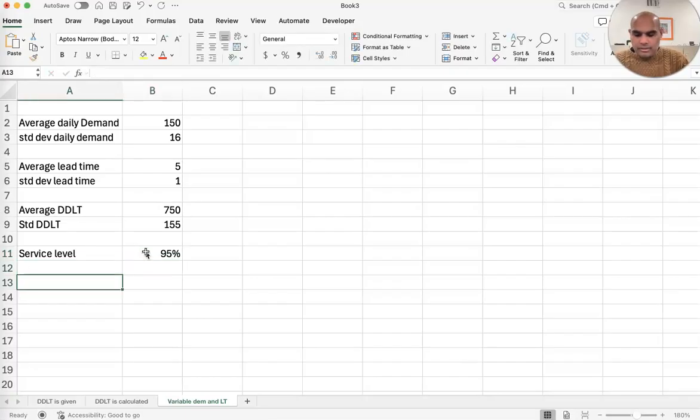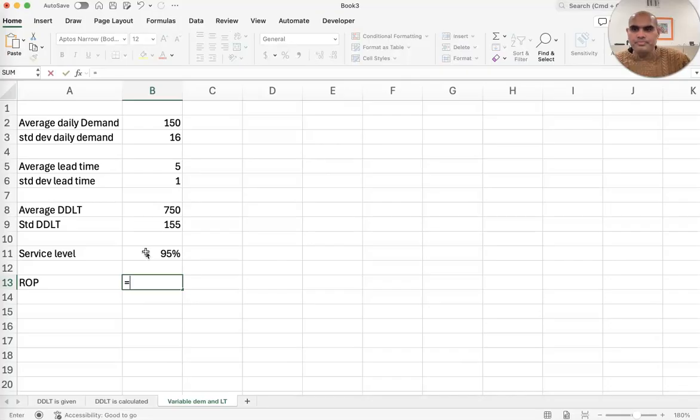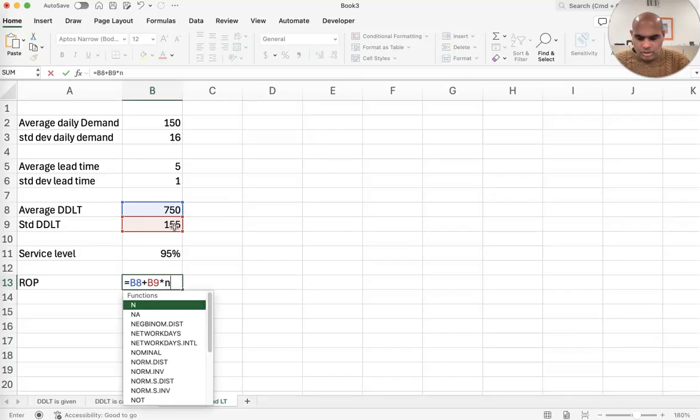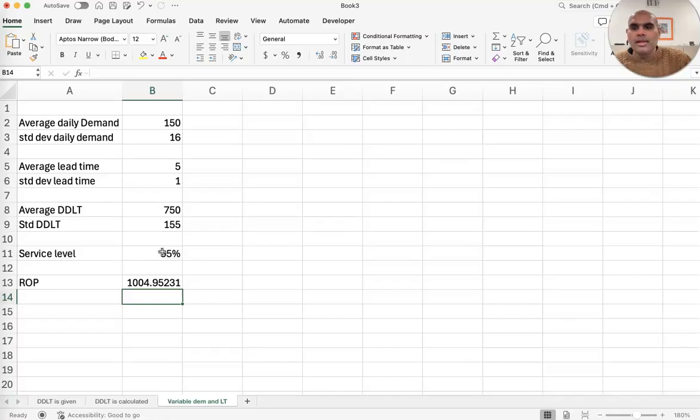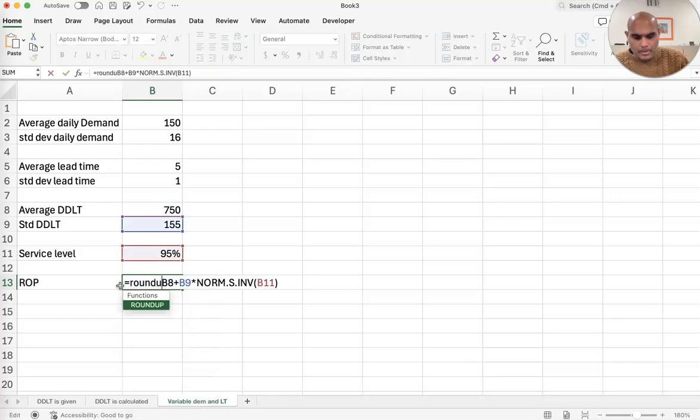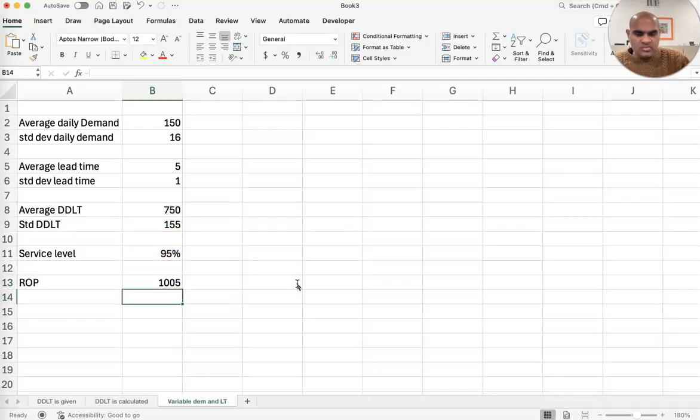Then you would say that reorder point is average demand during lead time plus standard deviation times the NORM.S.INV, inverse normal distribution, standard normal distribution of the 95%, and there you go. And that's your reorder point. And this has to be rounded. $1,005. That should be reorder point, not 905. Sorry, I forgot the service level part.